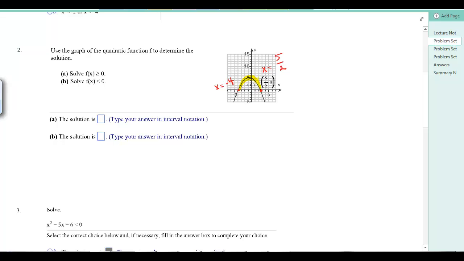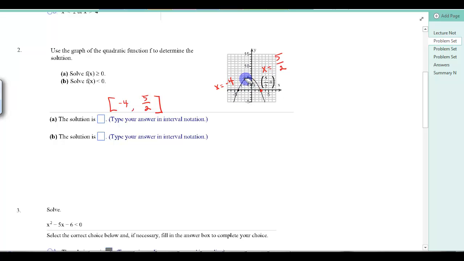And we're supposed to put that in interval notation. So remember that if it's closed circles, we have brackets. So we're going to have a bracket from -4 all the way to 5/2 and close with a bracket. All right, so that would be that part.